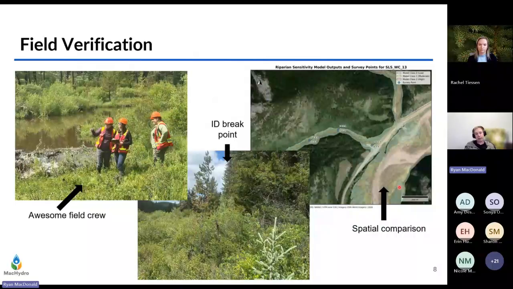To do that, we've also implemented a field program. So we've had our awesome field crew. This was one of the field crews that was present out, just west of Cochrane. And what that field crew was doing was looking at these riparian areas and collecting a bunch of information about where we saw breakpoints ultimately.